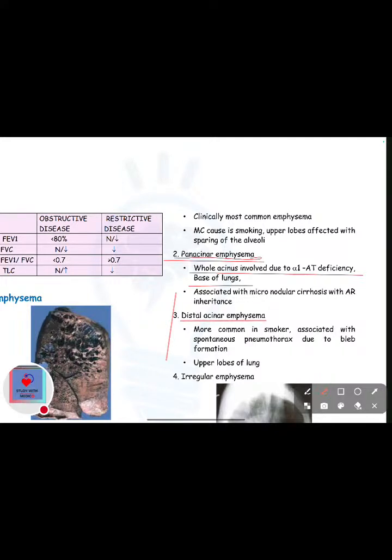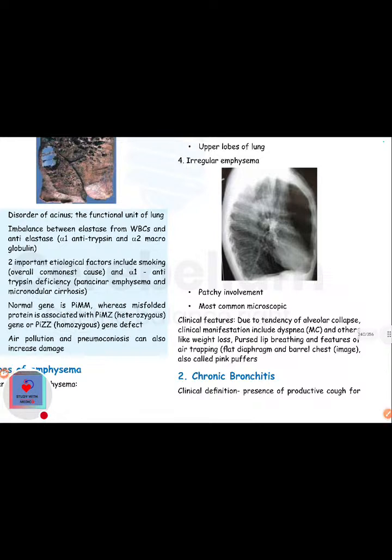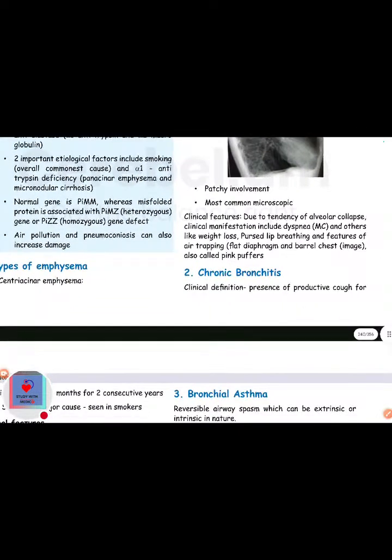Distal acinar emphysema is more common in smokers, associated with spontaneous pneumothorax due to bleb formation in the upper lobes of the lungs. Irregular emphysema has patchy involvement. It is the most common microscopic type. Clinical features are due to the tendency of alveolar collapse.